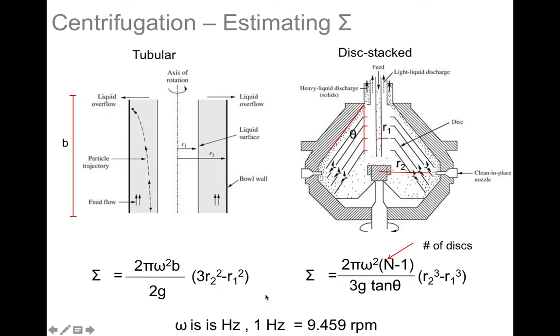We have B is the length of the tubular centrifuge, and then omega would be the angular acceleration, and g the gravitational acceleration. In the case of a disc stack centrifuge, we have R1, R2. R2 would be the outer radius, and R1 would be the inner radius. The angle would be this angle here. N would be the number of discs in the disc stack centrifuge. And again, omega would be the angular acceleration, and this in cases would be in hertz, and 1 hertz is roughly 9.5 RPM.